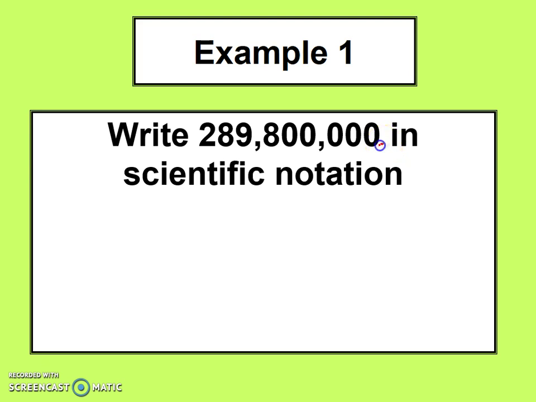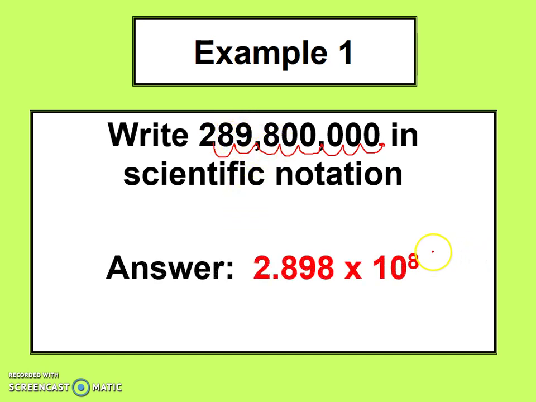The decimal right now is at the end of this number. So how many times do I have to move it to get it in between the 2 and the 8? Well, I'm going to move it 1, 2, 3, 4, 5, 6, 7, 8 times. So I'm going to write this as 2.898 times 10 to the 8th power. And again, it's a positive exponent because it was a big number to start with.